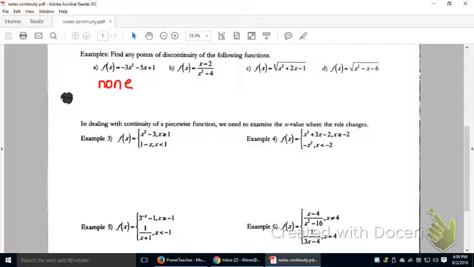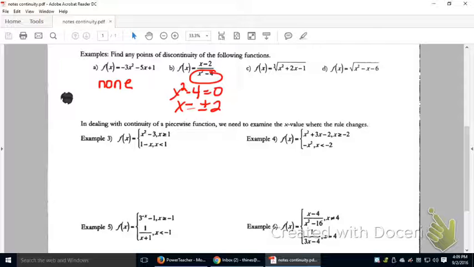On B, this one's not going to be continuous wherever the bottom is equal to 0. So you set the bottom equal to 0 and you solve. Now I do realize that if I would have factored this, the x minus 2's would cancel. That means there's a hole at 2 and a vertical asymptote at -2. When we're talking about discontinuity, we're talking about holes and asymptotes. So both plus and minus 2 would be places where it's not continuous.